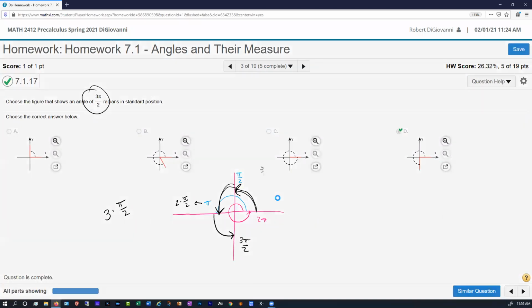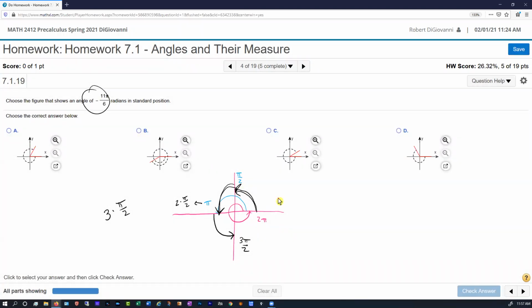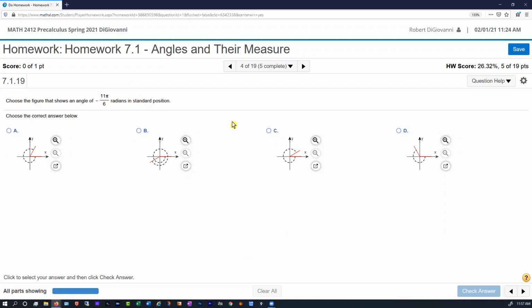All right, we'll get plenty of practice with that later. Okay, negative 11 pi over 6. All right, so for this one, same thing. This is a little tricky. So remember, this is pi, right, all the way around.